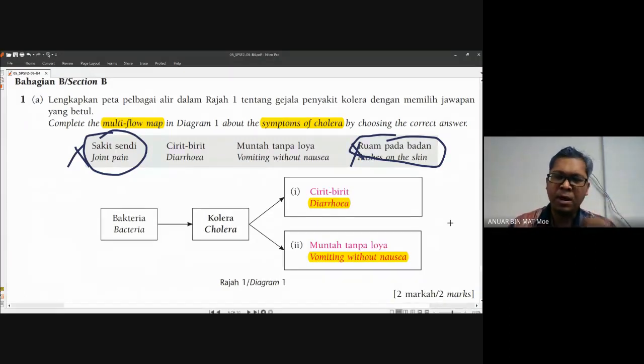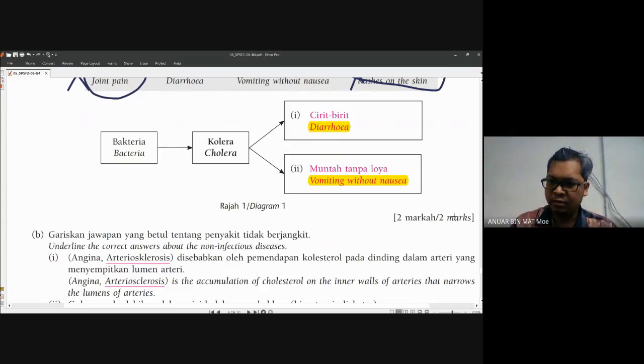maybe the person who prepares the food, they touch the food and they do not wear gloves when they handle the food, and then maybe with the fly, the fly that carries the cholera bacteria lands on the food, and then we eat it, so we will have this kind of symptom, diarrhea and then vomiting, muntah dengan cirit-birit. Okay, 2 marks, no problem.